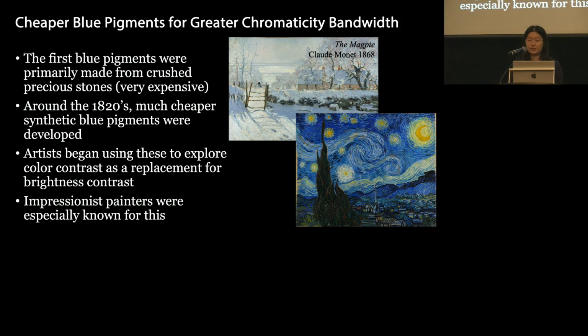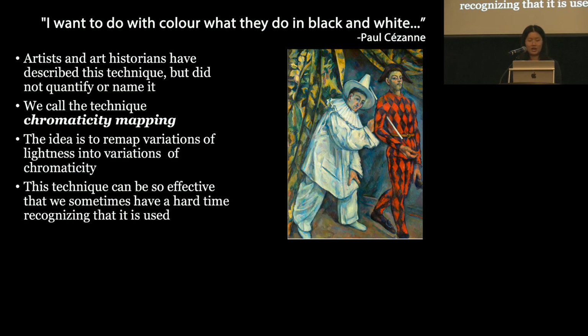Artists have been using chromaticity to convey contrast for a long time. The 1820s saw the development of affordable blue pigments, which had been derived from precious jewels in the past. This led to much more experimentation with color. Impressionist painters were especially famous for using chromaticity in place of brightness contrast. Artists and art historians have recognized this trend, but did not quantify or name it.